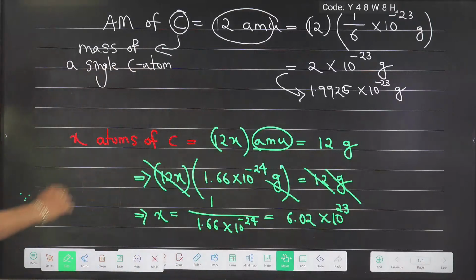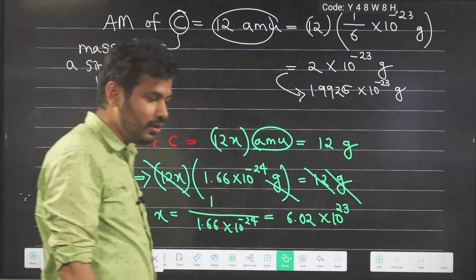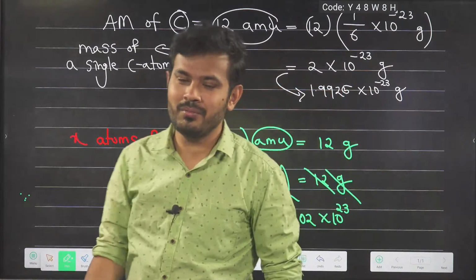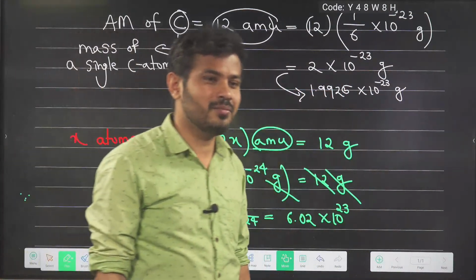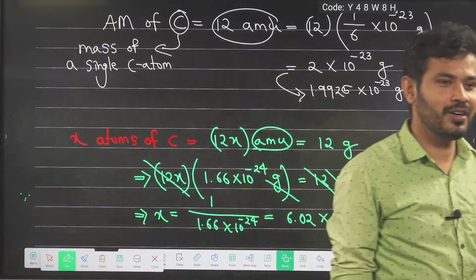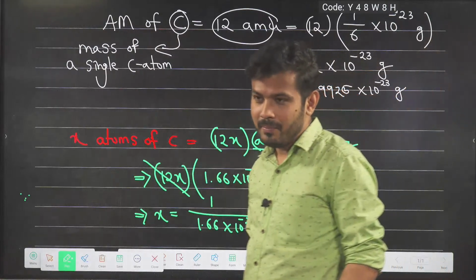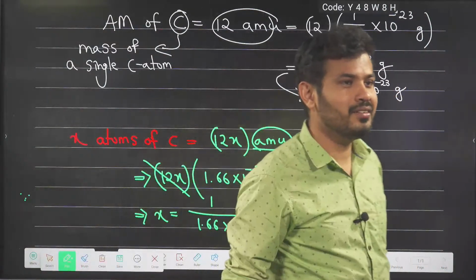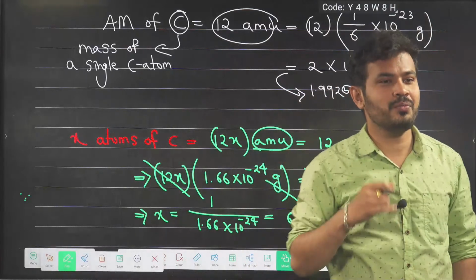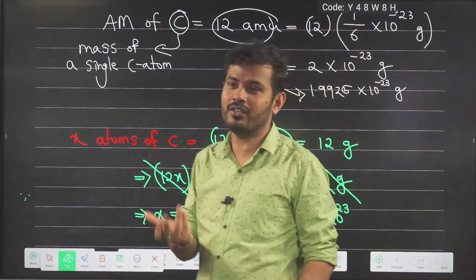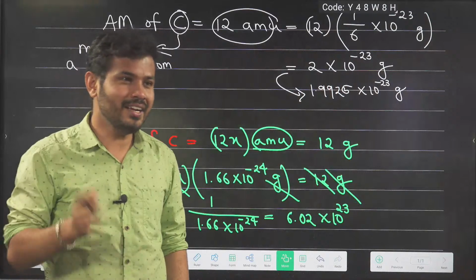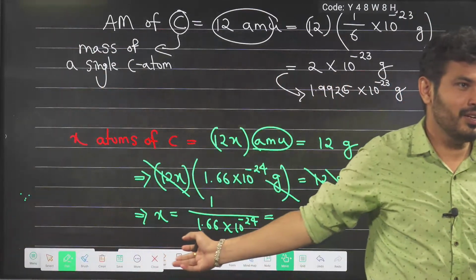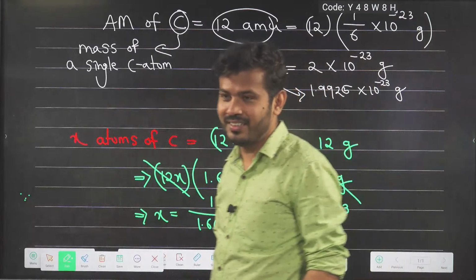And this is the magical number. In class 9th and 10th also, you might have studied about this number. Can you tell me the name of this number? Avogadro's number. Yes, very good. It is Avogadro's number, 6.02 into 10 to the power of 23. But from where did we get that Avogadro's number? It's not that he randomly dreamt of this number at night and gave it to us. It is not like that.